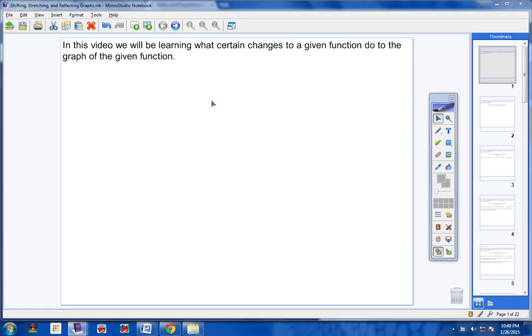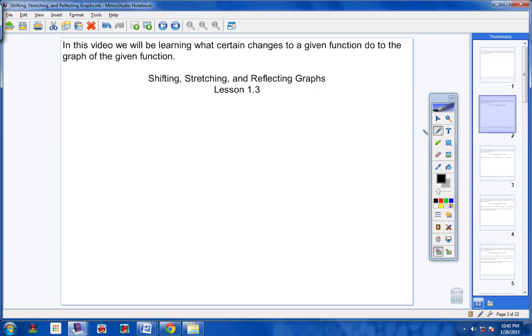Okay, pre-cal students, in this video, we will be learning what certain changes to a given function do to the graph of the function. In other words, we are going to take a function, an equation, and make some changes to it. Change some negative and positive signs, multiply it by a certain number, add or subtract numbers, and as we do that, we will then see what happens from one graph to another. So that's what we'll be doing today.